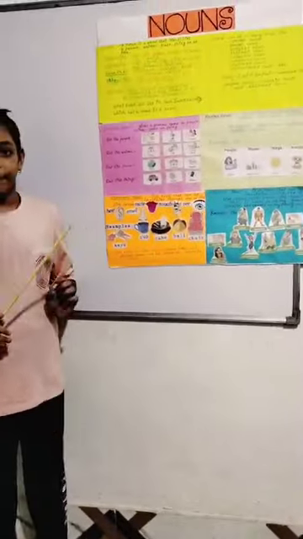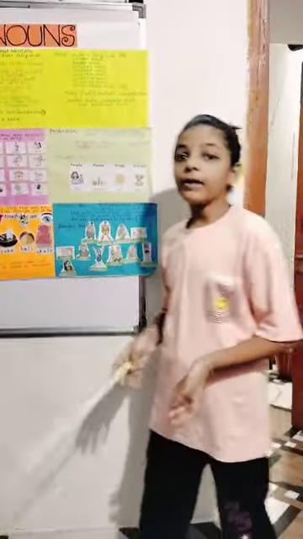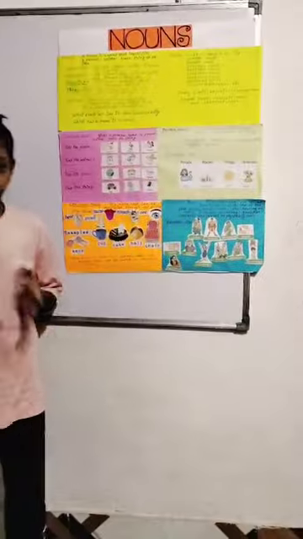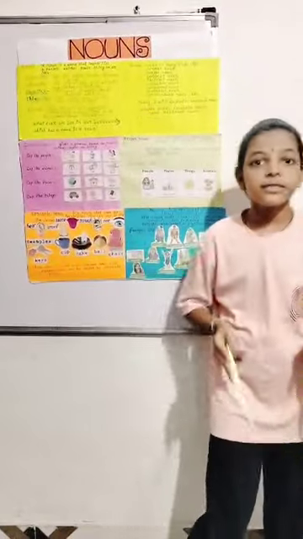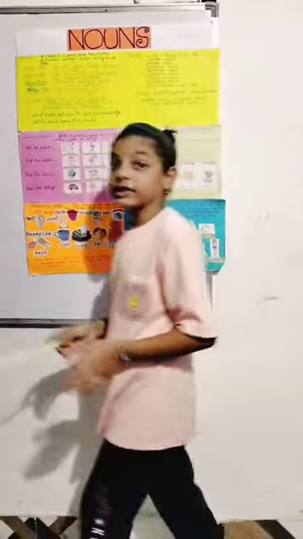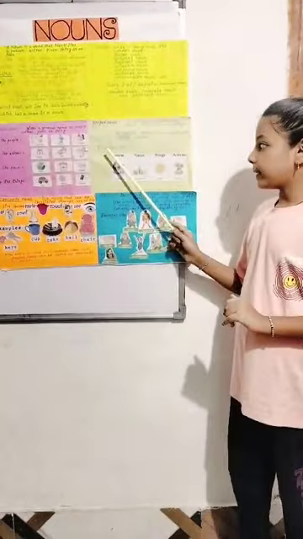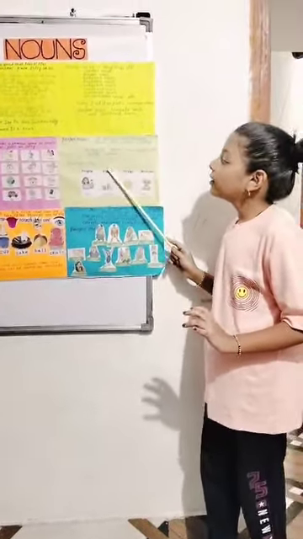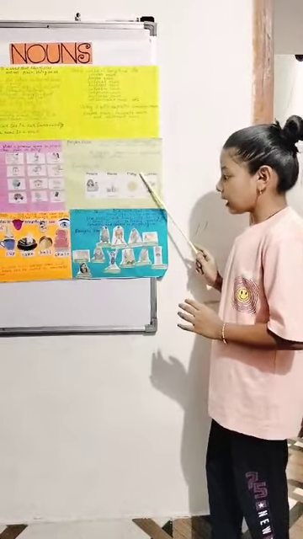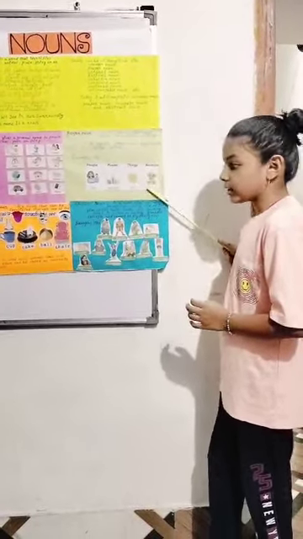Let's come to proper noun. Proper noun. Proper noun is the name of a particular person, animal, place, or thing. In English, proper noun begins with capital letter. Example like people, Sita, places, Australia, things, sun, animals, Tiki.